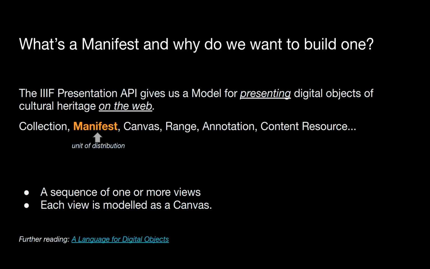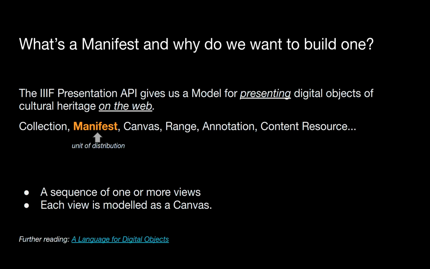What IIIF gives us is a model for describing digital objects, and it has various terms in that model, names for things like collection, manifest, canvas, range, etc. And the manifest is basically the thing that you give to people, the thing that you send around, the thing that you publish that represents an object, a book, a painting, or whatever it might be, or a collection of paintings or a set of images. It's the unit of distribution of IIIF. If you load something into a viewer, you load a manifest.